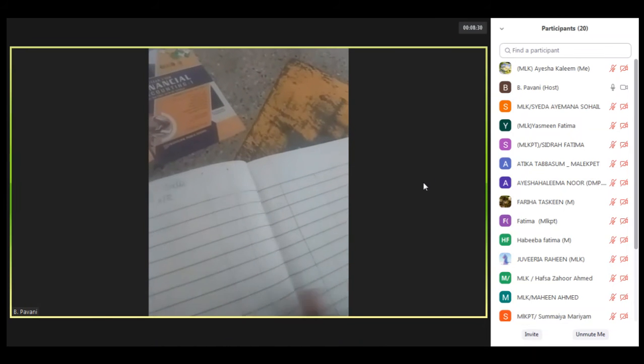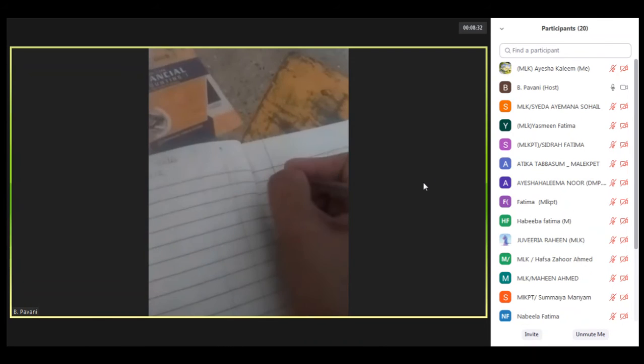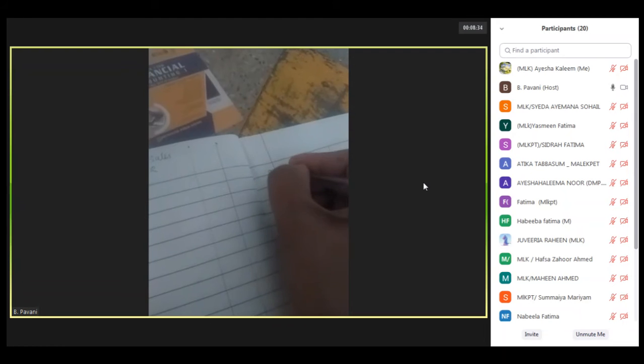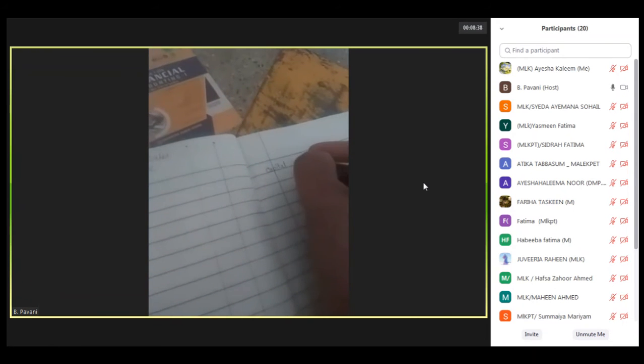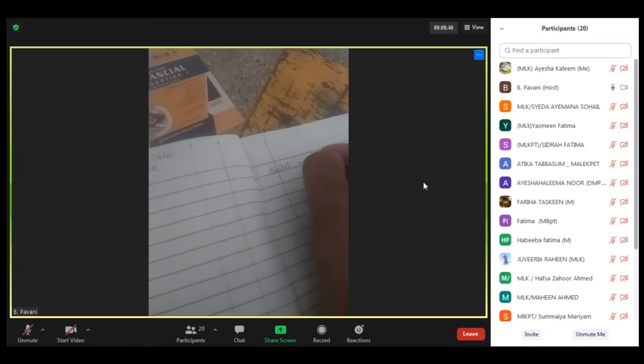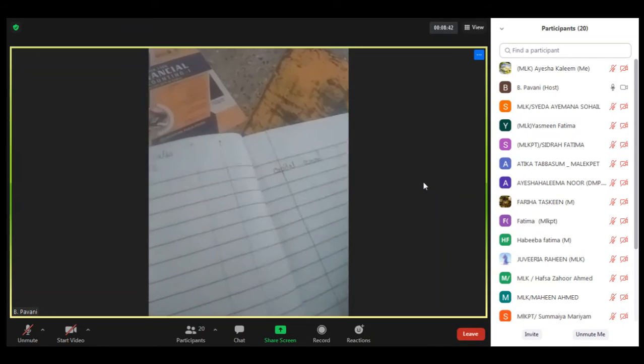Right? So coming to this trial balance, first they have given the capital. Capital is a liability. So under liability, I'm writing the capital. From the capital, we have to make some deductions. That's why I'm writing the amount in the inner column.